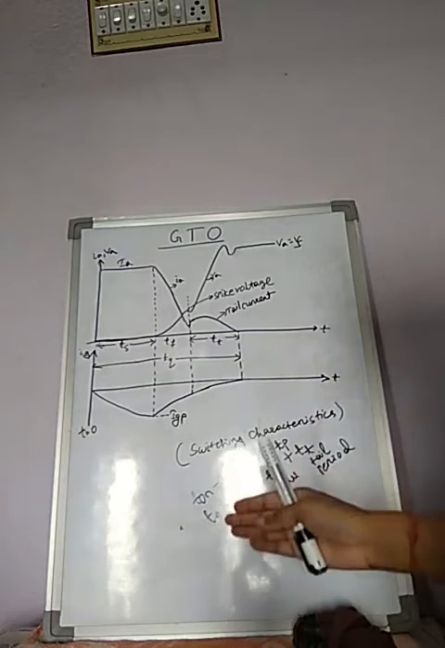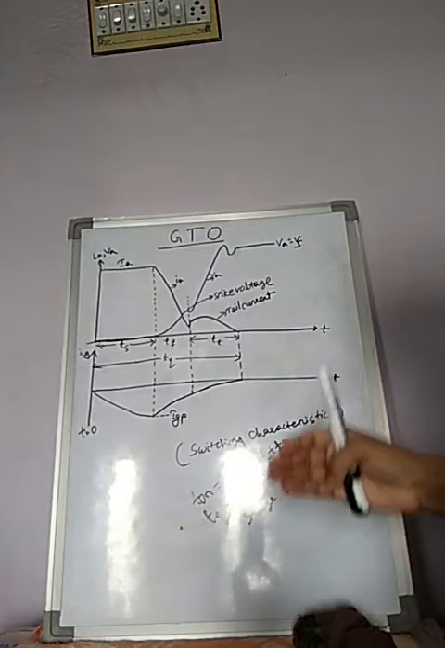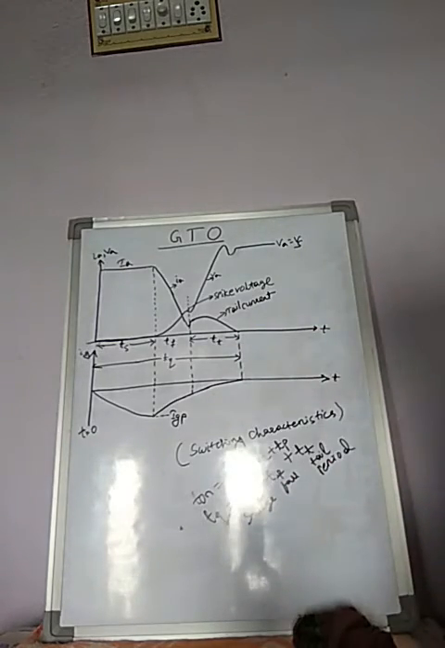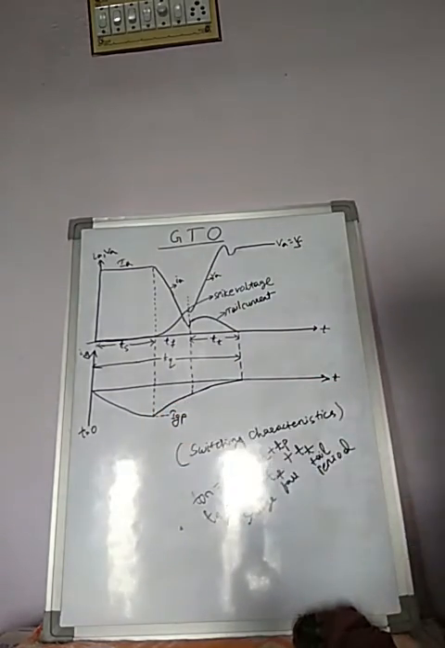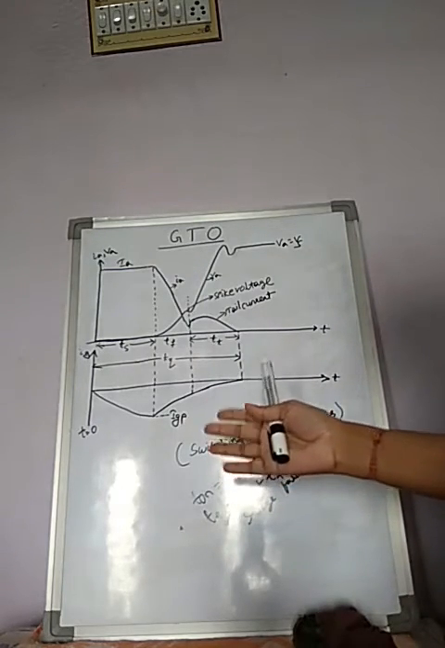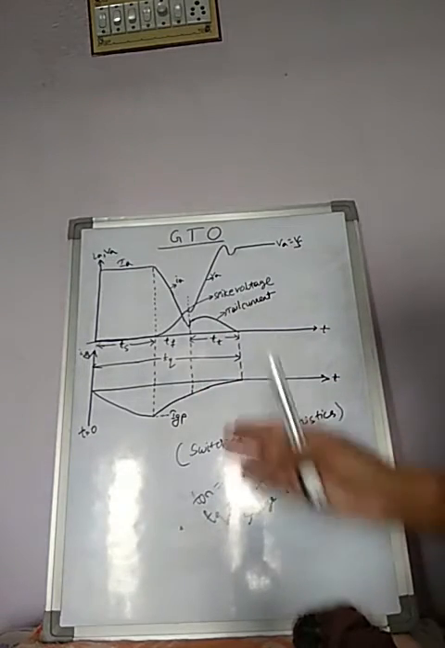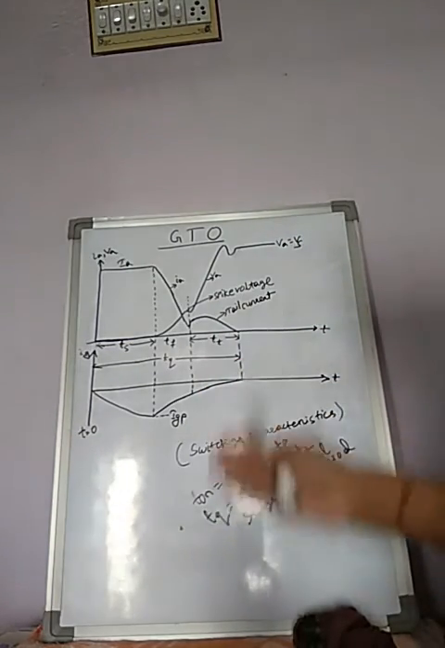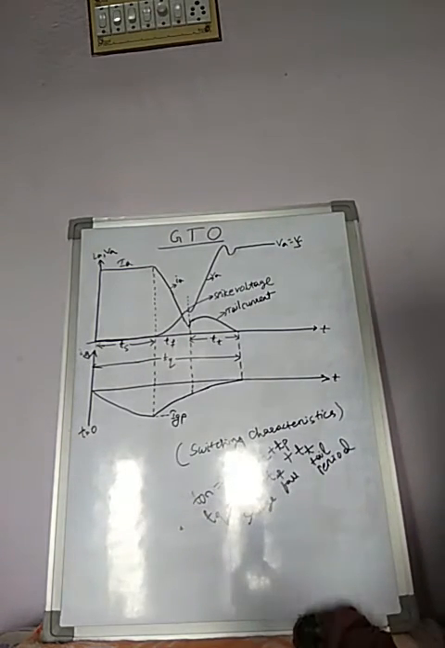The rate of rise of this gate current depends upon the gate circuit inductance and the gate voltage applied, which I already showed you in the previous gate drive circuit. During this storage period, anode current and anode voltage remain constant.